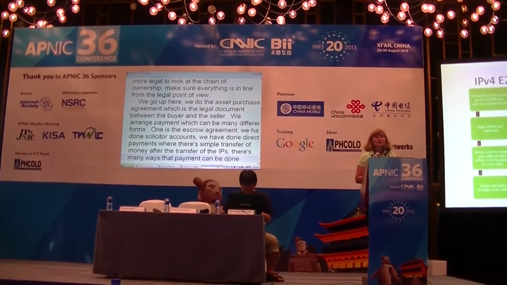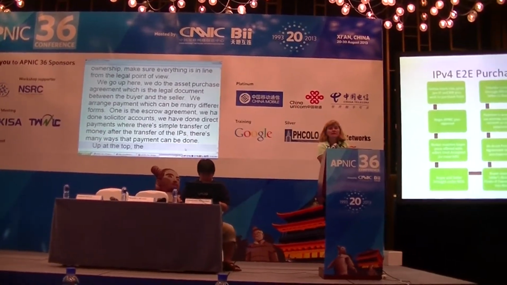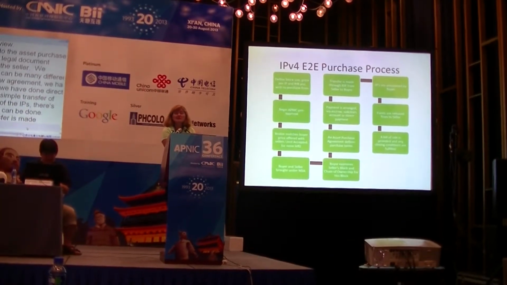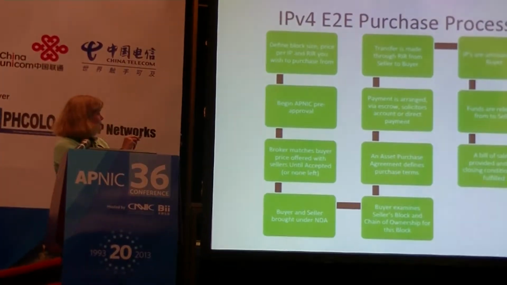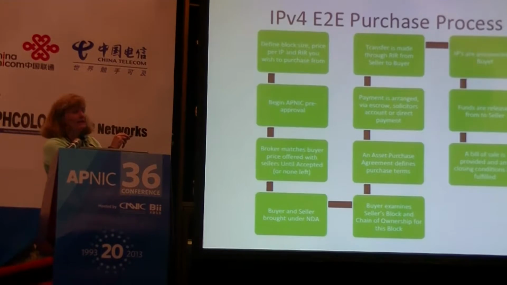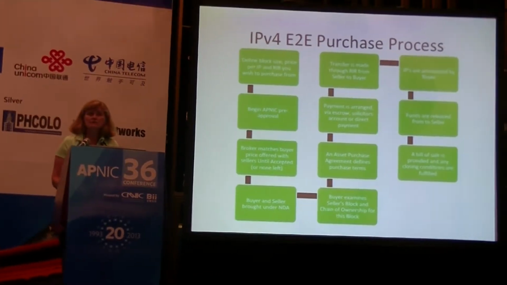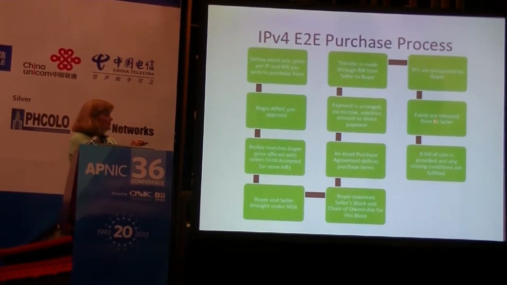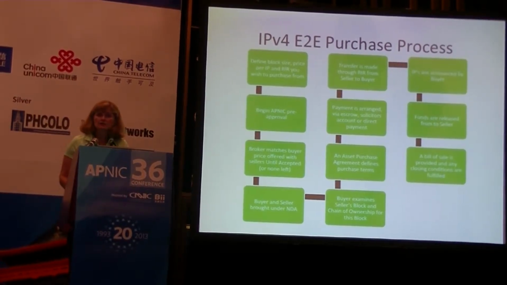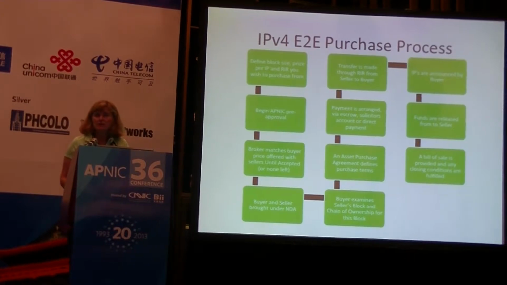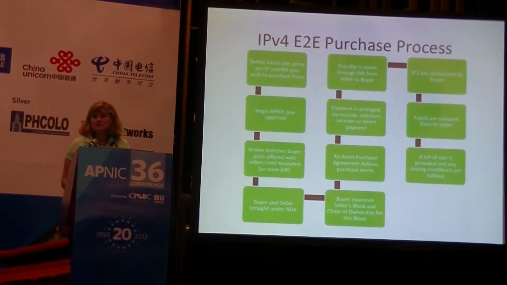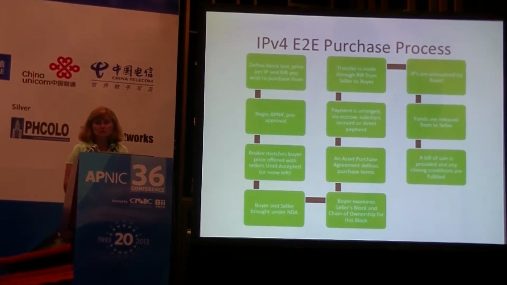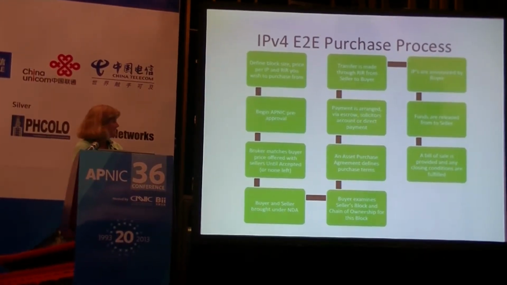Up at the top, the transfer is made through the RIR, which in this case is APNIC, from the seller to the buyer. We slide over to the right, and the IPs are announced by the buyer to ensure that everything is okay. If it's either a solicitor account or an escrow account, then you release the funds. If it's a straight transfer of funds, in other words, transfer from one bank account to another, then you do the transfer, and this is where payment is made.